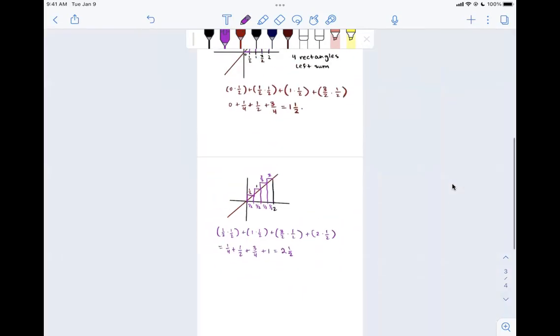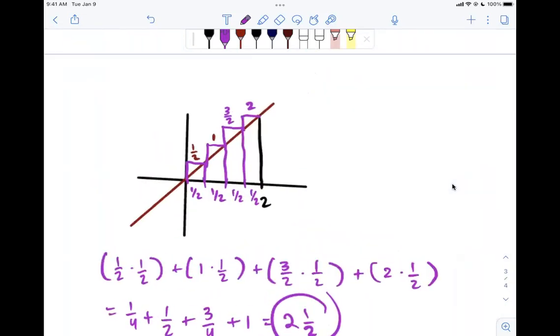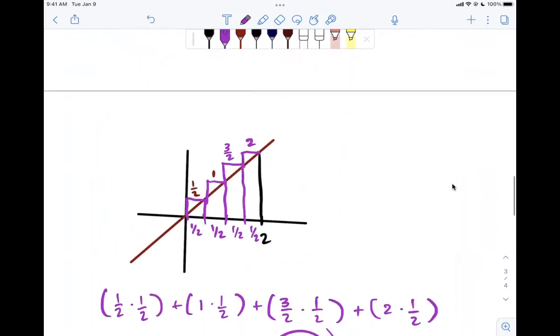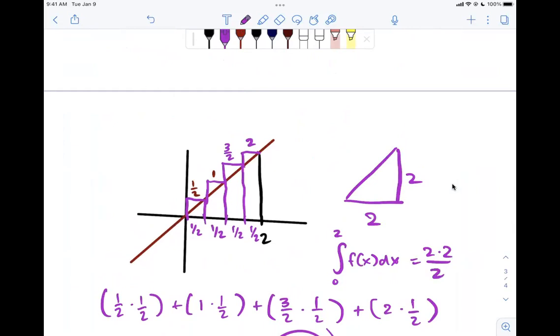So you can see that the left sum was 1.5 and the right sum is 2.5. So it's expected that the left sum is lower. And in this case, it'll turn out that the actual area is 2. And that's because it's just a triangle. Right, so this is a triangle, and the base and the height are both 2. So the actual integral, that's going to be 2 times 2 over 2, just base times height over 2, which is 2.